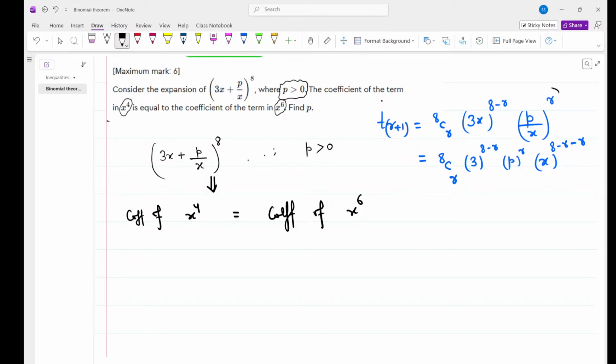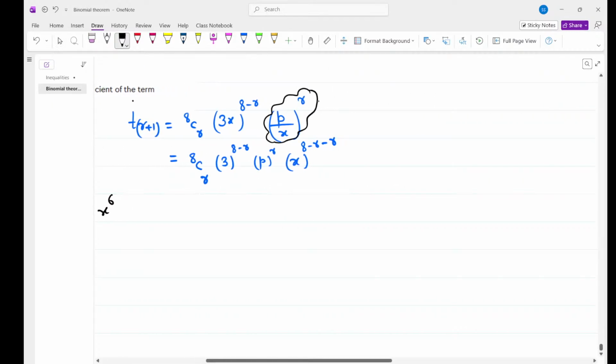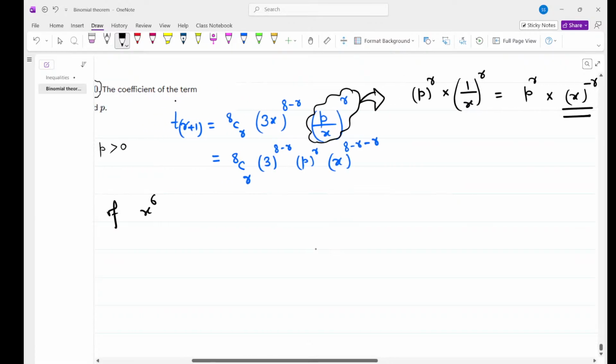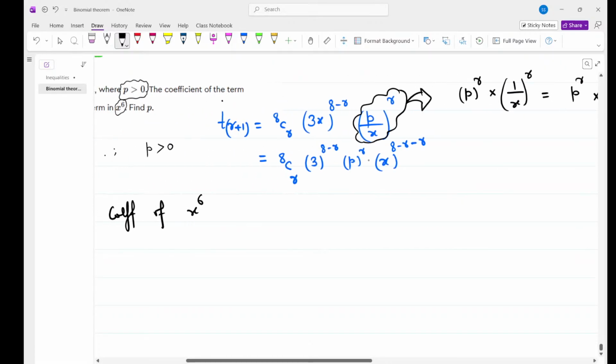See, if you write this one, what can I write? Suppose I write it like this: p raised to power r times 1 over x raised to power r, isn't it? Which can be written as p raised to power r times x raised to power minus r as well, isn't it? So in the multiplication, we have added the powers. So we are getting 8Cr times 3 raised to power 8 minus r, p raised to power r, and this is x raised to power 8 minus 2r, isn't it?